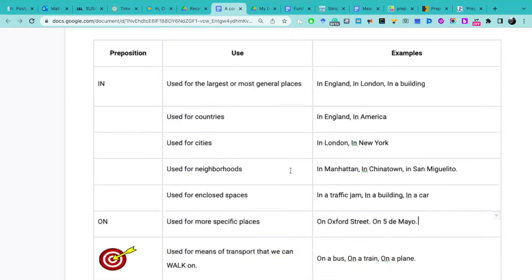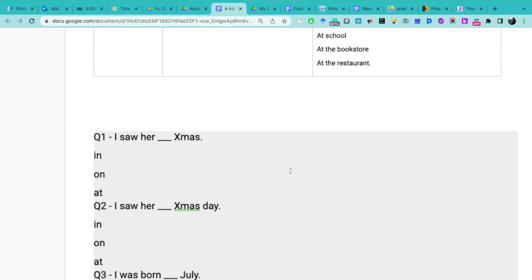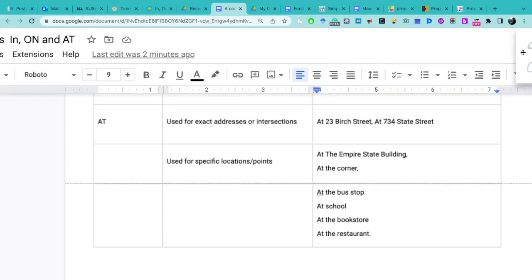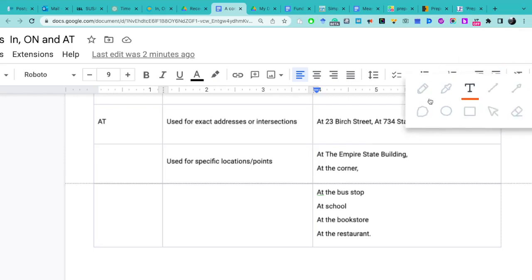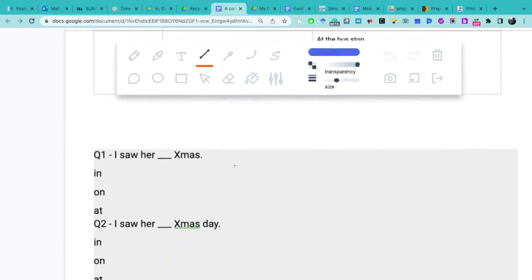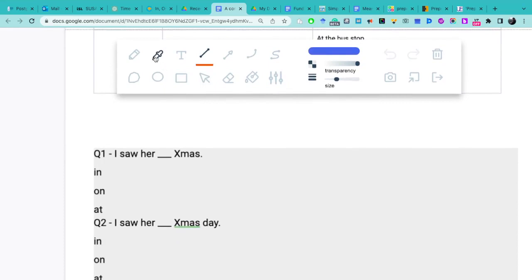So now let's do a little bit of a quiz here. We have here: I saw her Xmas or Christmas. Which preposition must we use here? Which is the one that we must select? Let me move this over here just to type something. So here, the preposition that we must use is the preposition at. I saw her at Christmas.